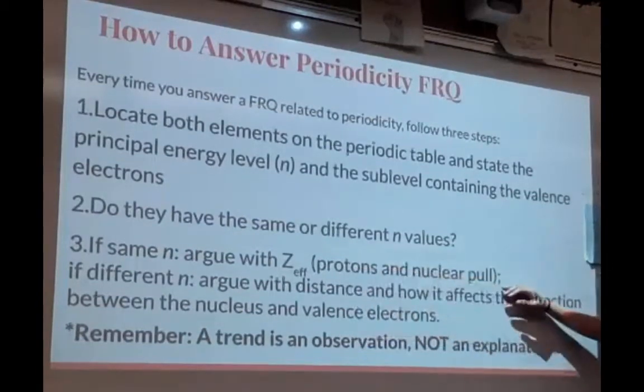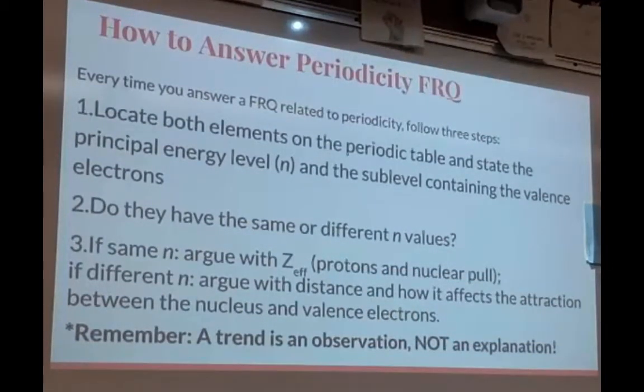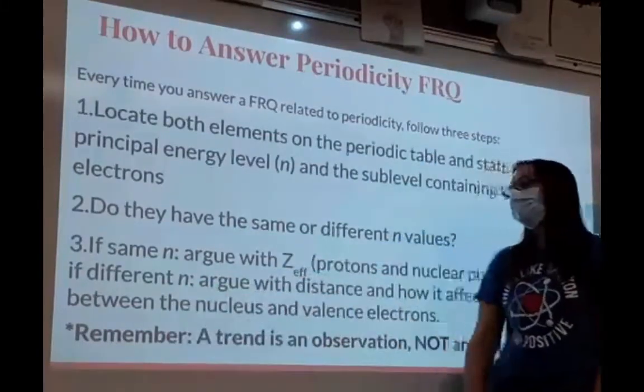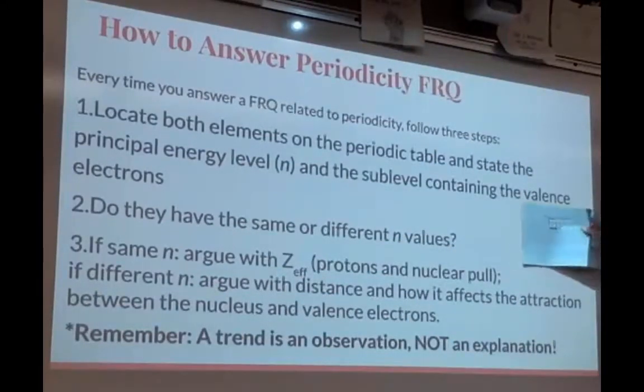So if they're in the same row, we want to use effective nuclear charge, or the number of protons in the nucleus, as our reasoning for any periodic trend. No matter what periodic trend it is, we use the number of protons in the nucleus, and we can explain the trend. If they're in different energy levels, for example like the halogens, fluorine, chlorine, and bromine, you have n equals 2, n equals 3, and n equals 4. So if they're in different values of n, you're probably looking at atoms in the same group.